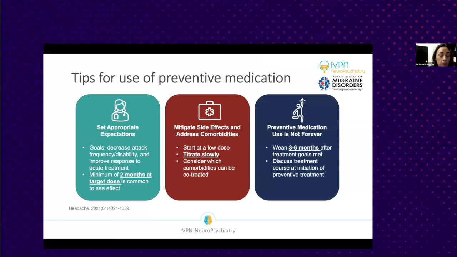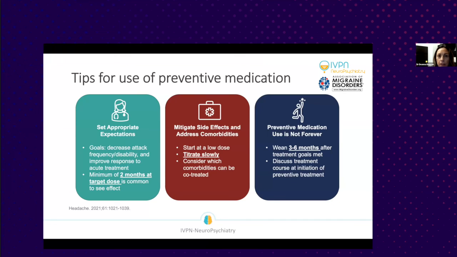There are naturally always super responders. There are some kids, even adults, who try a preventive and it's like they've got a completely different life and they don't remember the last time they had a breakthrough migraine. But that's typically not the case. So we really want to set expectations.